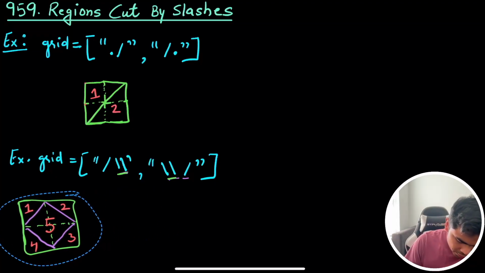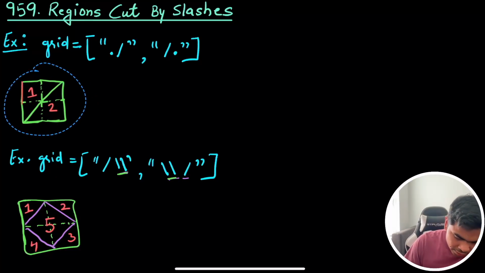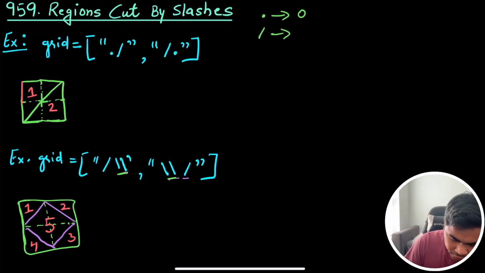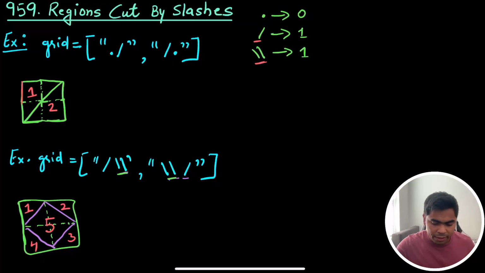So let's say we have these shapes right here, and what I'm going to do is, instead of having this empty string, this dot, what about if I convert it to 0? And then what about I convert this forward slash to 1 and this backward slash to 1? Because these are the boundaries, right? These are the boundaries. These are the boundaries. So what if I do that?